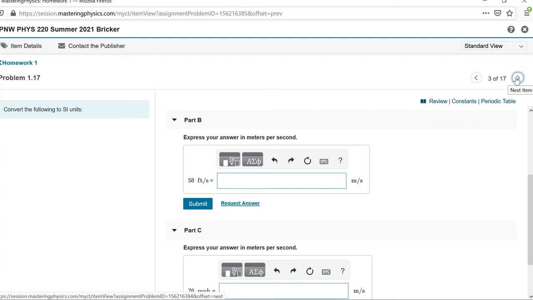I'm not going to do this one for you, but make sure you can do this, especially when you're going from, say, centimeters to meters, that sort of thing. Next problem.